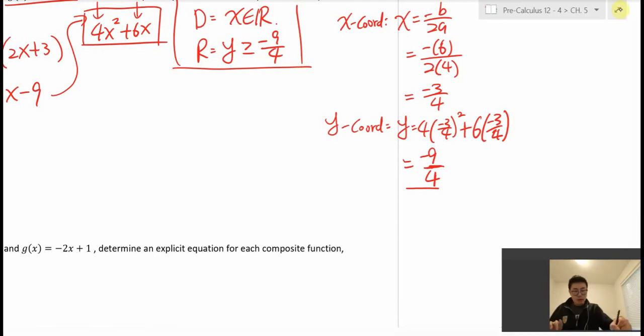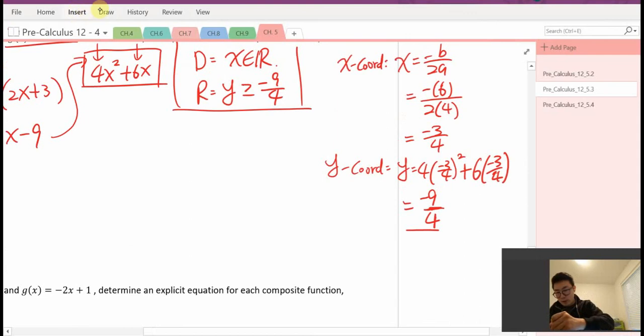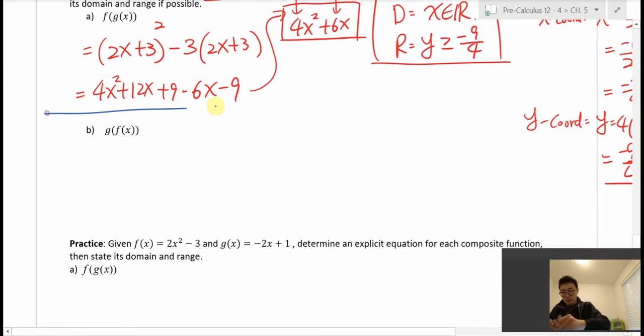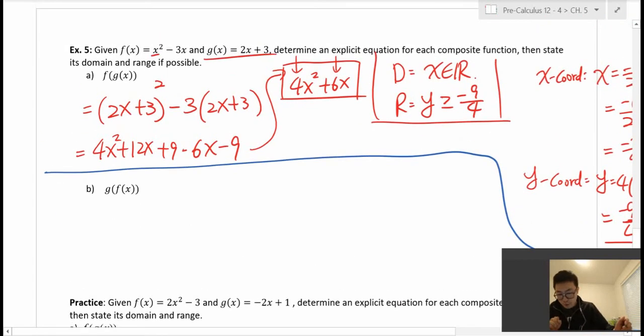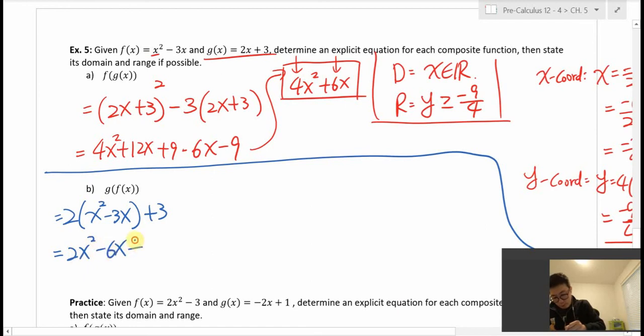Okay, I'm going to use a different color for the next question here. All right, so for g of f, same thing, I'm going to put the function inside function f into the outside function g. So this is going to start with the g function, right? So that's 2 times x. Now when I see x, I'm going to put the function f inside, and then plus 3 at the end. So you should end up with 2x squared minus 6x plus 3. Okay, so this is your function.